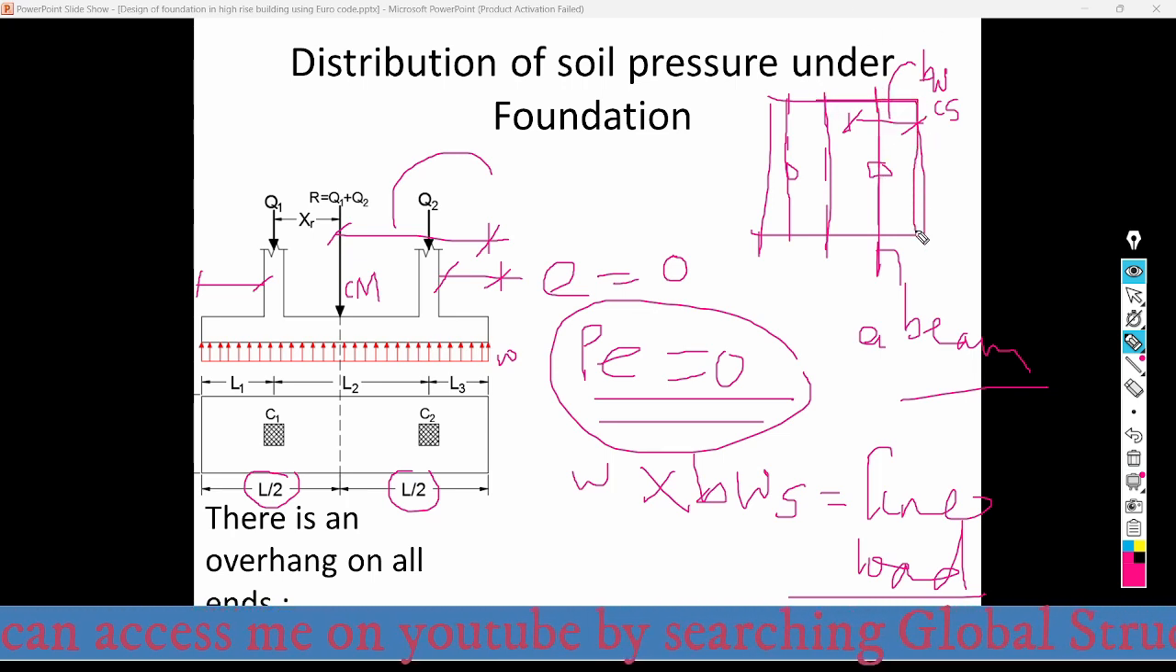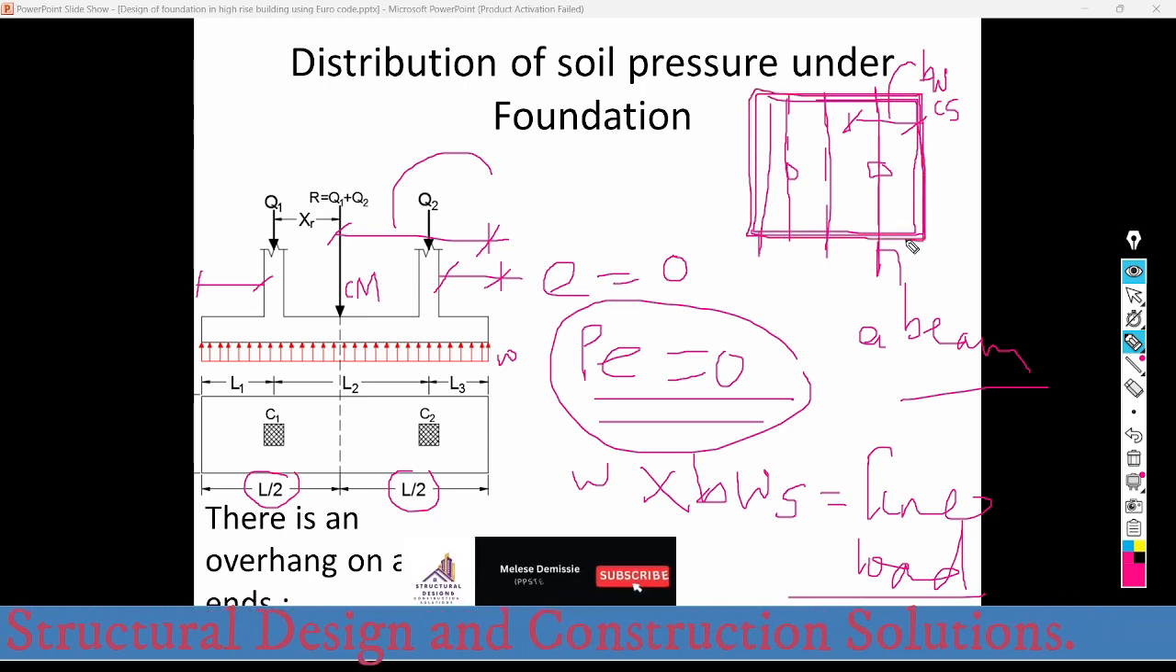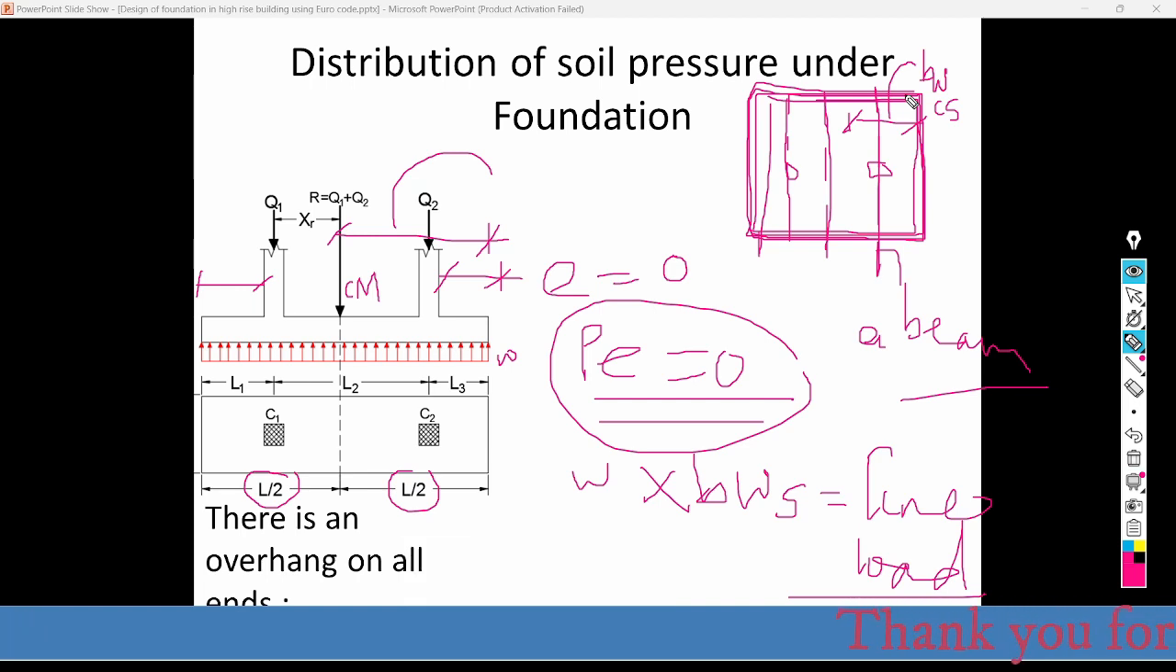So we need to use a strip method in the case of the conventional rigid method, or alternatively, we can use the finite element analysis method. Both of them will provide close results.